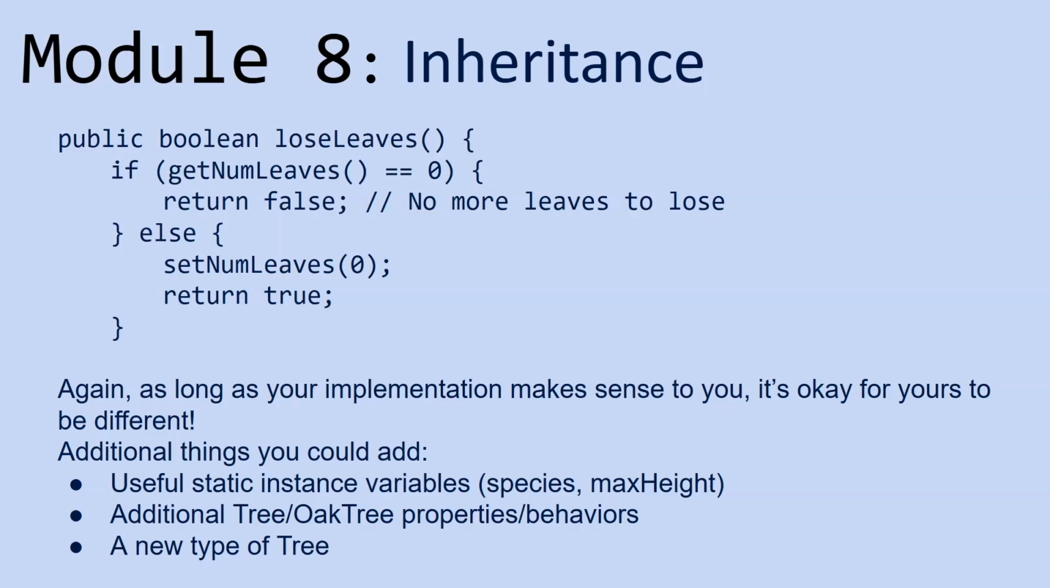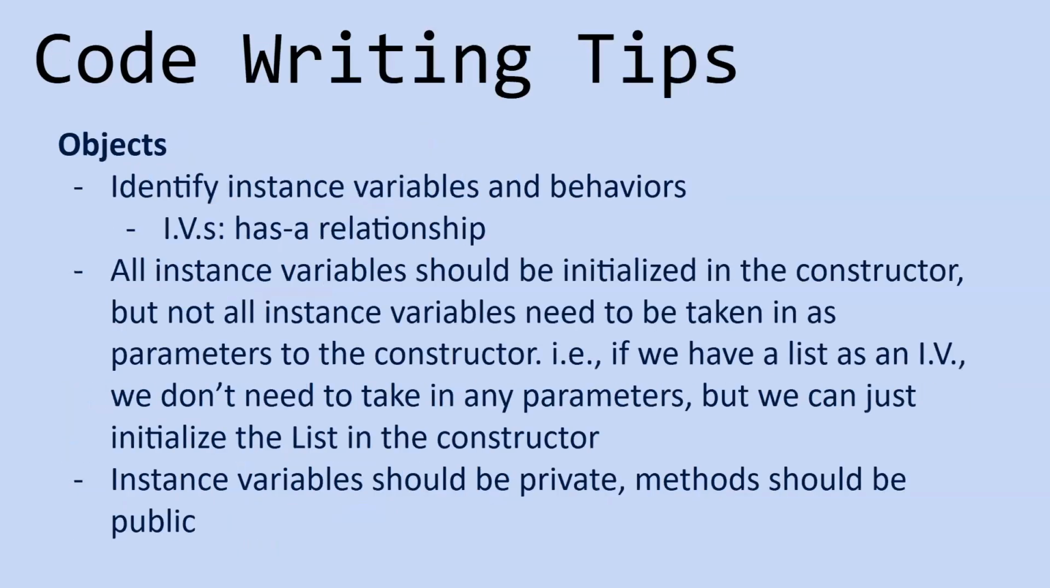And then you could also make a new type of tree, or a more specific type of oak tree. I know there's a lot of other variations of oak tree, but yeah, you could try making a new class that extends either tree or oak tree, and try making that. So hopefully that example makes sense. Let us know if you have any questions.